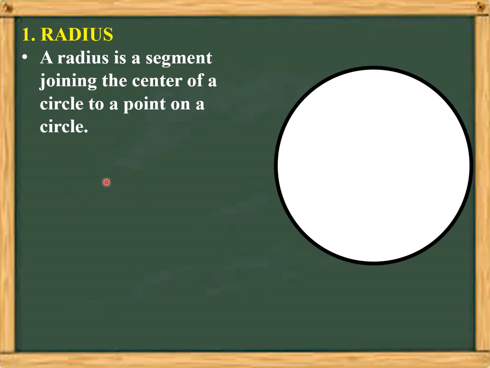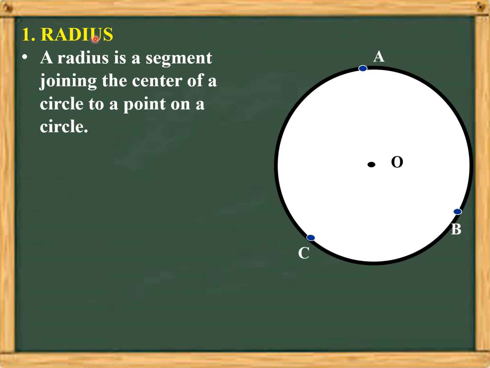So, now let's have the first one, which is radius. A radius is a segment joining the center of a circle to a point on a circle. So, when it comes to radius, it means from the center to a point on a circle. So, for example, this is our center, which is point O. And then, we're going to name these 3 points. We have point A, point B, and point C.